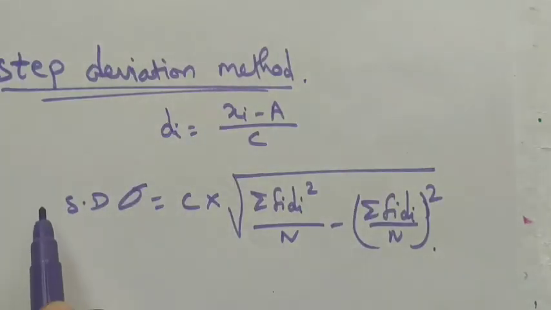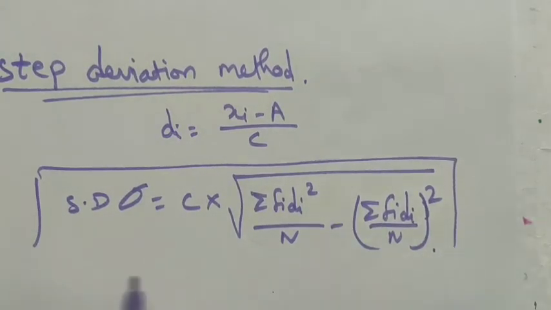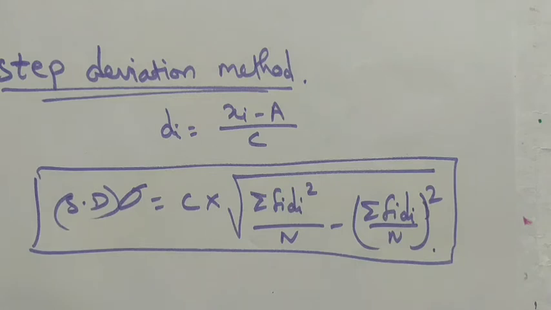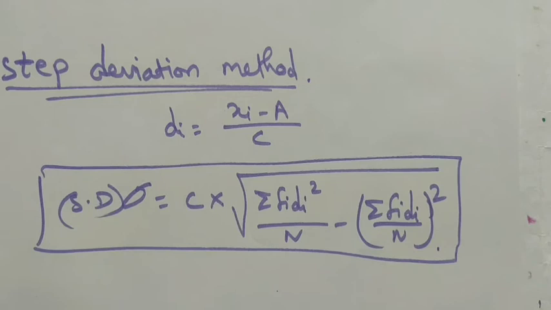So in the step deviation method, the standard deviation formula is sigma is equal to C into root of summation fi di square divided by n minus summation fi di divided by n, whole square. This is the standard deviation formula.